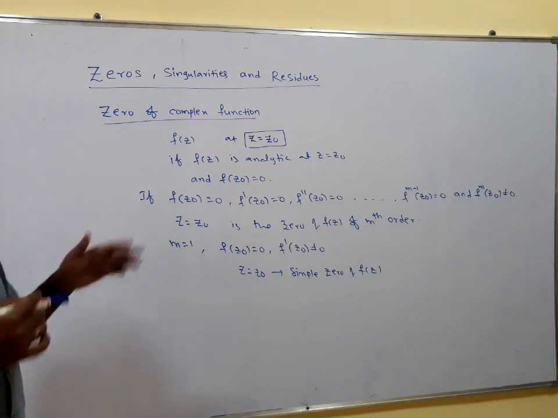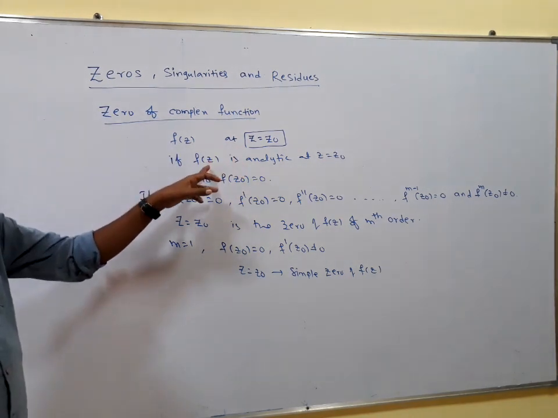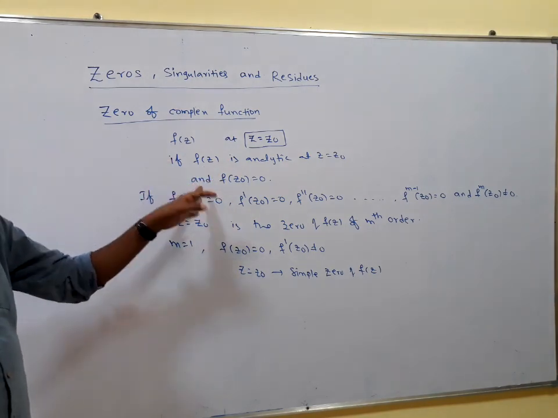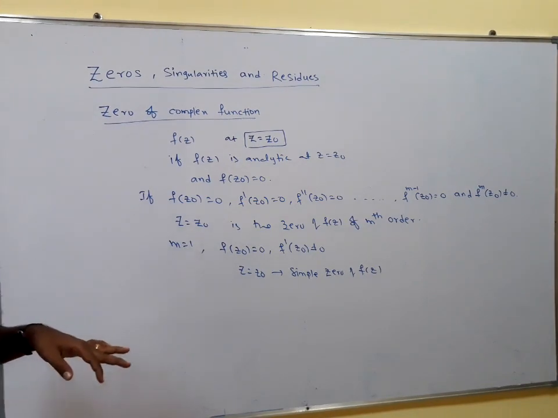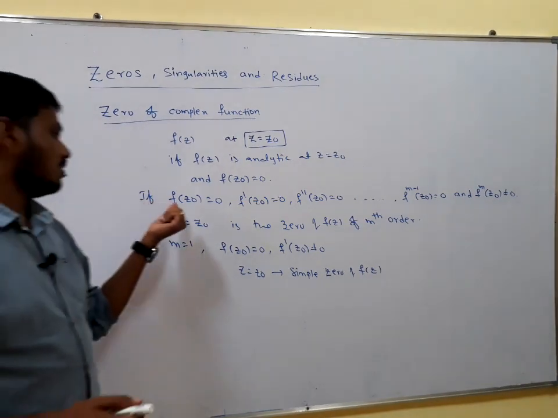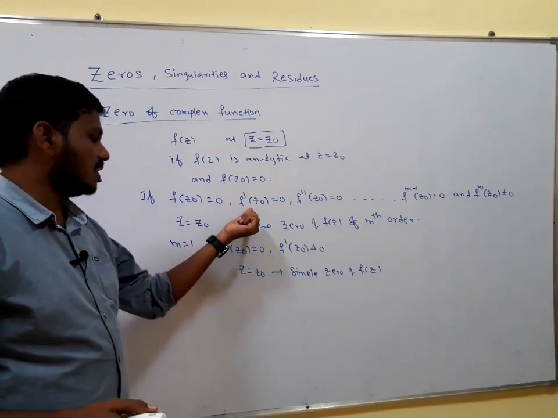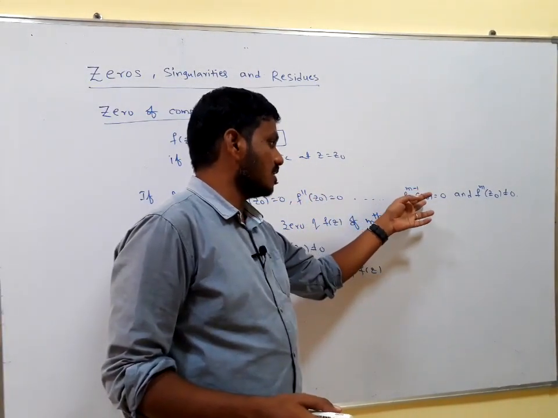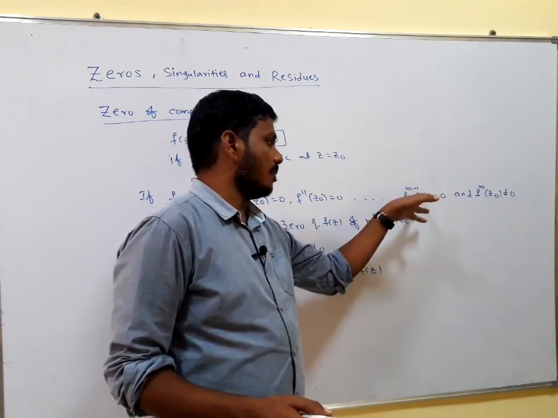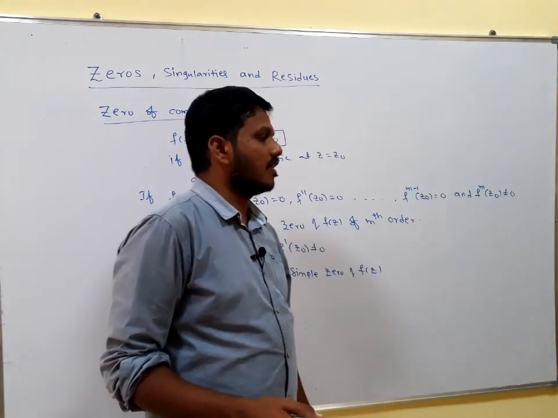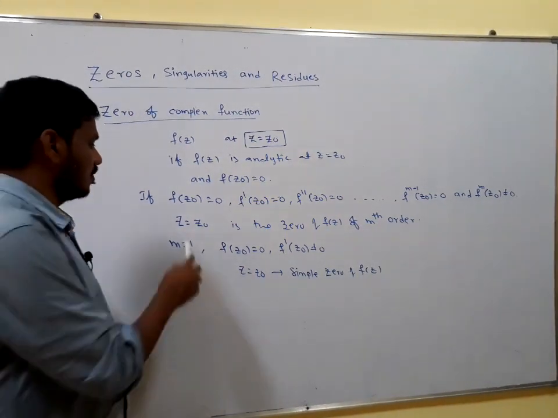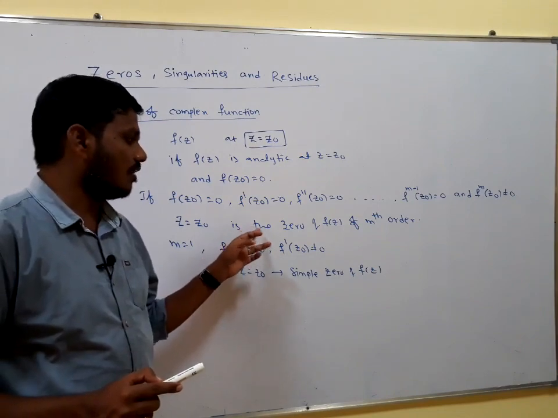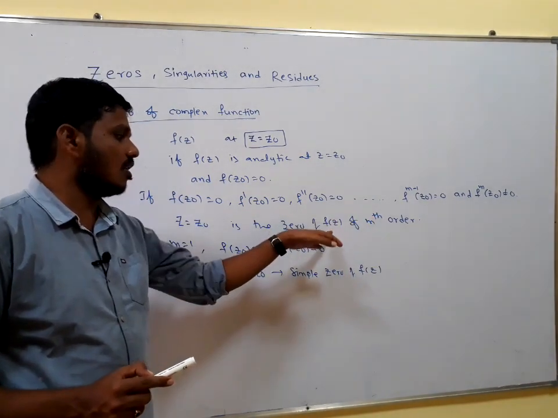Let f of z be a complex function. At z equals z naught, if f is analytic and f of z naught is equal to 0, we say that z naught is the zero of the complex valued function. Or if f of z naught is 0, f dash of z naught is 0, f double dash of z naught is 0, up to the (m minus 1)th derivative being 0, and the mth derivative of f of z at z equals z naught is not equal to 0, then the complex number z equals z naught is called a zero of f of z of mth order.